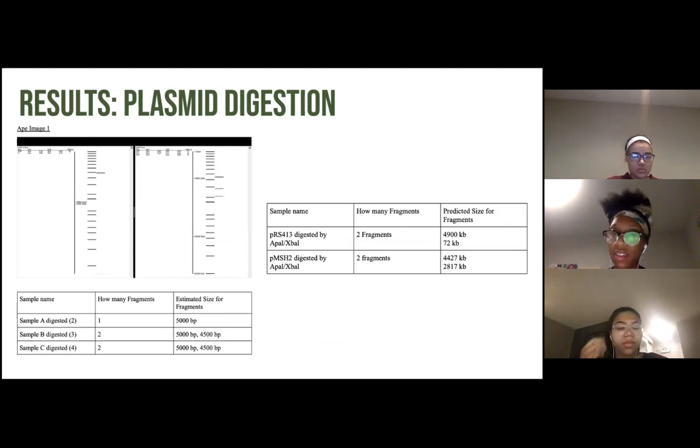It's found that in samples A, B, and C, the estimated size was 5,000 kb, and this is important because it allowed us to differentiate between the inserts with the plasmid and without the plasmid.